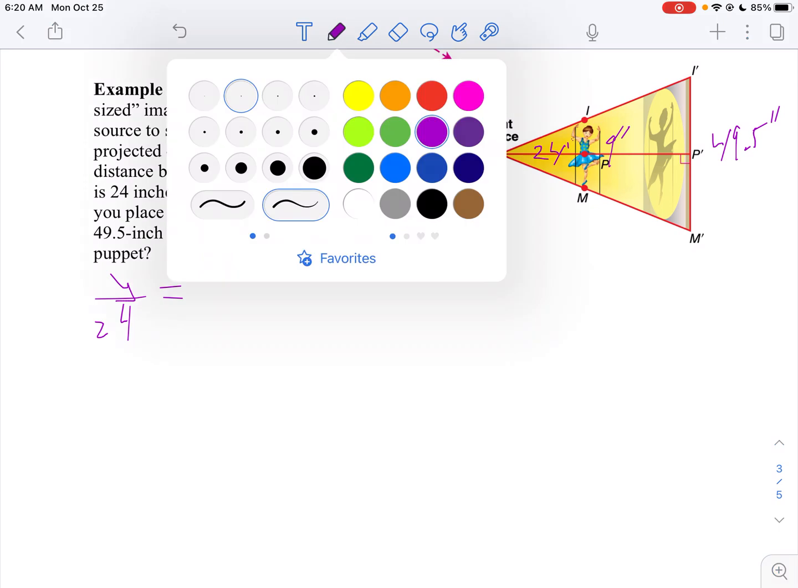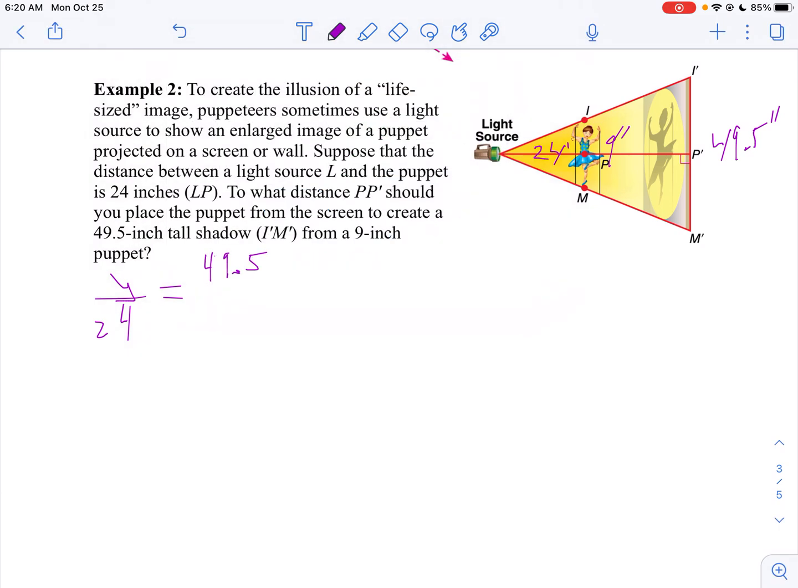It's a little thin here. I'm going to make that a little thicker. Okay. And we know the height of the original puppet was 9 inches. Well, to solve for y, multiply each side by 24. So I'll use my calculator here. I'm going to say 49.5 times 24 divided by 9.